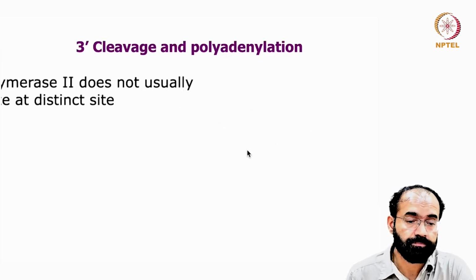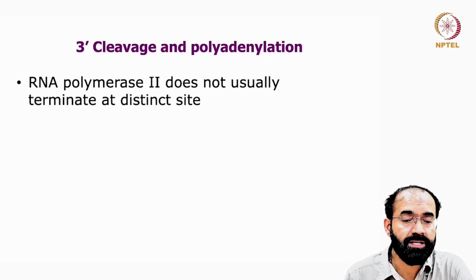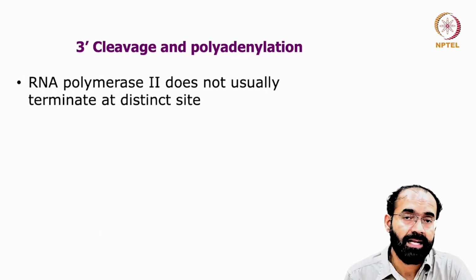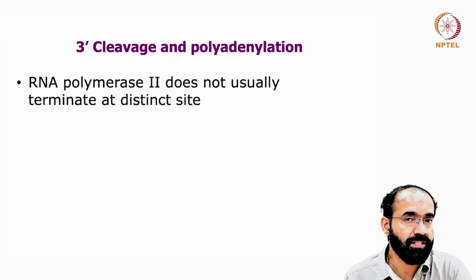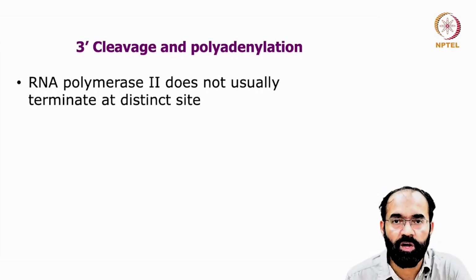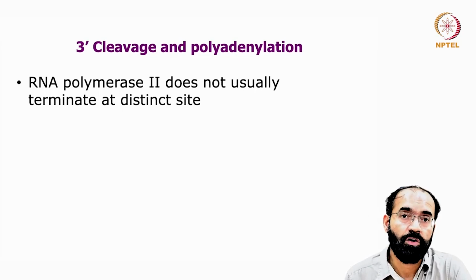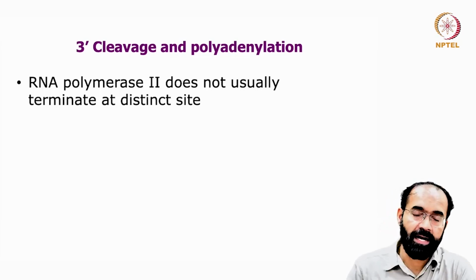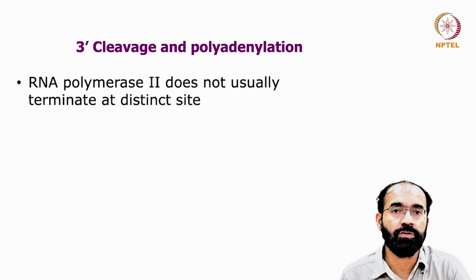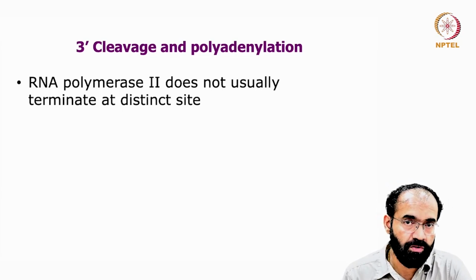A polymerase. So RNA polymerase II does not usually terminate at a distinct site. Normally RNA polymerase soon after the poly A signal will have a tendency to continue, because first of all the RNA polymerase is working at a very high rate. It's just like you are running and suddenly you have to stop. You cannot stop unless you are hitting a wall. You will continue to go further.